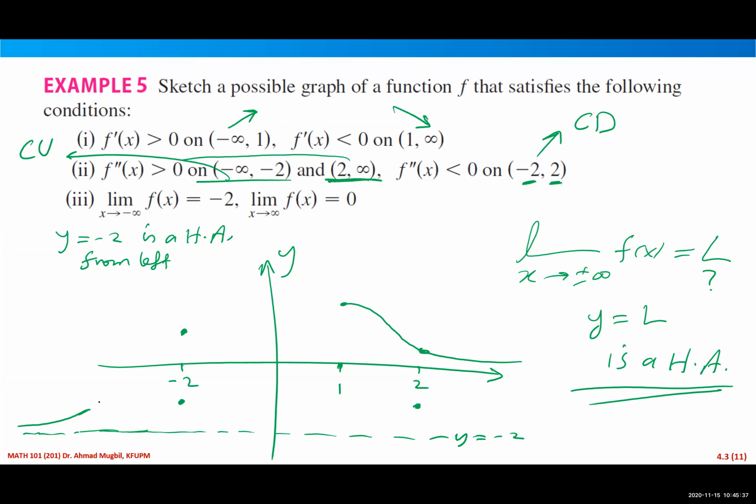Concaving up. This is concaving up. At -2, it has what? So it will change now from concaving up to concaving what? Let me do it more, no problem, like this. But it will not be maximum. I want my maximum to be here. Let me do my maximum like this. Let me check if it will be okay.